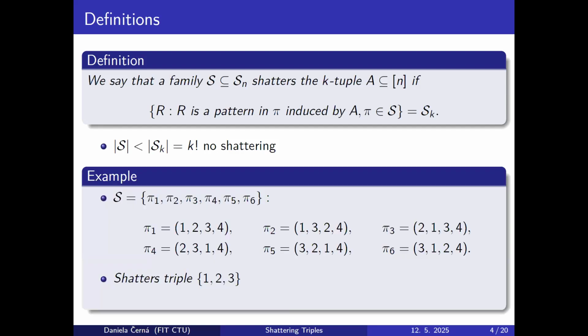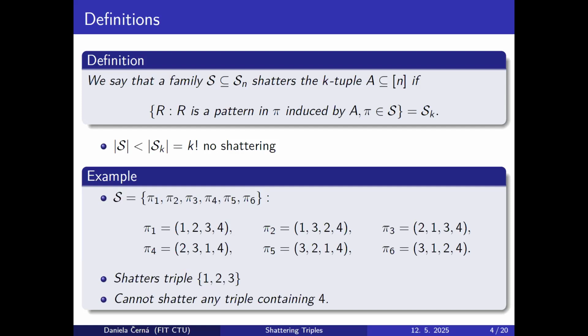Again, I have an example right here. I have chosen 6 permutations, which are written in here. And you can check that these 6 permutations will shatter the triple 1, 2, and 3, because the permutations were chosen in such a way that the first 3 positions actually contain all different permutations of order 3. Also, it cannot shatter any triple that contains 4, because if you take 4, in the pattern there will be 3 in the last position always. So I cannot shatter anything.